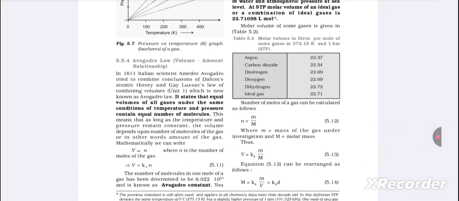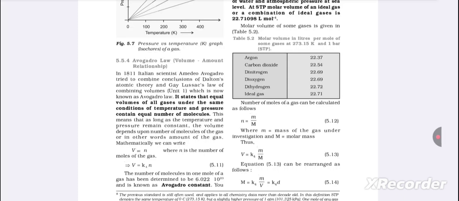Avogadro law, volume amount relationship. In 1811, Italian scientist Amedeo Avogadro tried to combine the conclusion of Dalton's atomic theory and Gay-Lussac's law of combining volumes, which is now known as Avogadro law. It states that equal volumes of all gases under the same conditions of temperature and pressure contain equal numbers of molecules. This means that as long as temperature and pressure remain constant, the volume depends upon the number of molecules of the gas, or in other words, the amount of the gas.